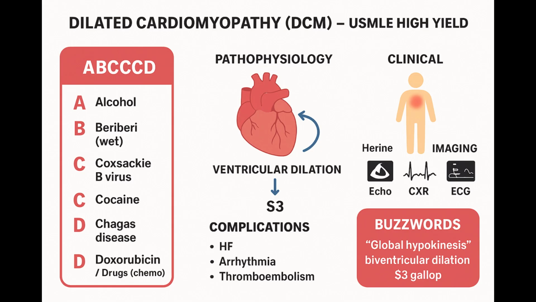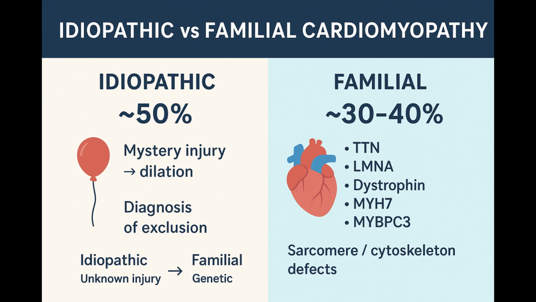It's truly remarkable that all these different pathways end up at the same structural outcome. But what about the cases where we can't find a cause? The idiopathic ones? Which make up about half of all DCM, and those are very often genetic.